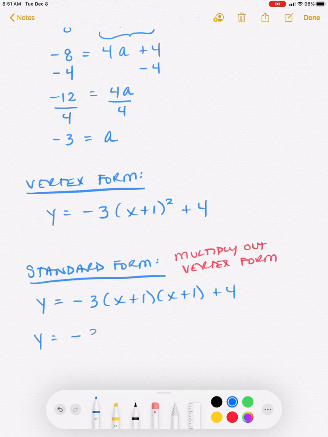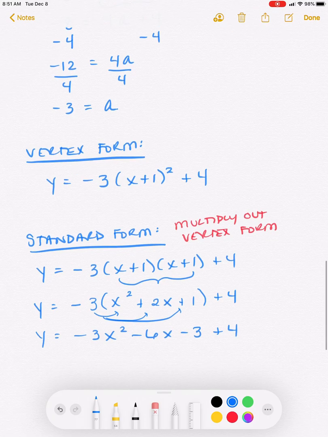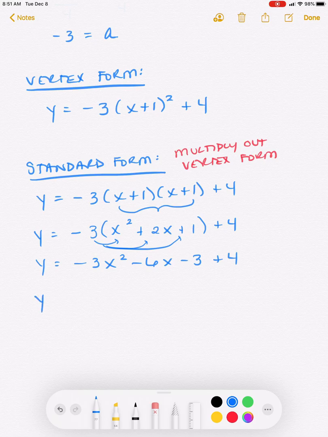So I'm going to go ahead and multiply the x plus 1 and the x plus 1, and we get x squared. 1x and 1x is going to make 2x in the middle, and 1 times 1 is going to make 1. Okay? I'm going to distribute the -3 to all of these terms, and it's -3x squared minus 6x minus 3. And don't forget about bringing your plus 4 down. And finally, it's -3x squared minus 6x plus 1. And so the vertex form right here is what I'm highlighting, and the standard form is right here.